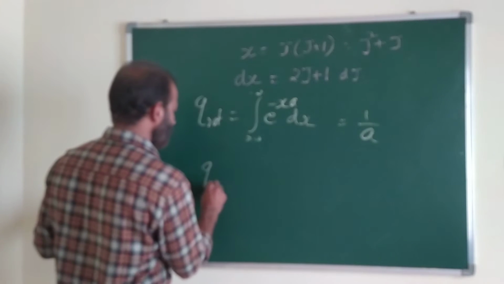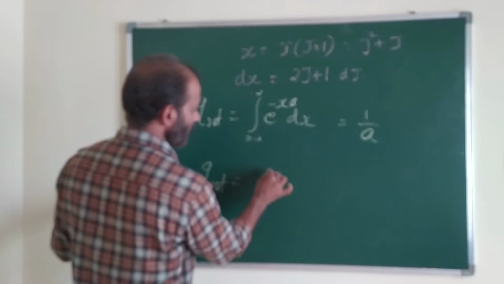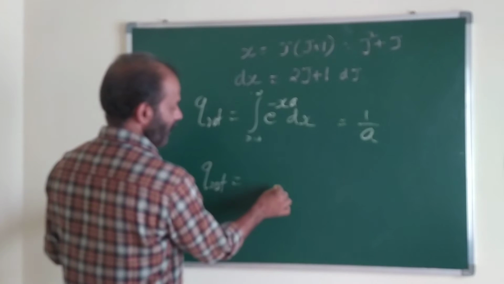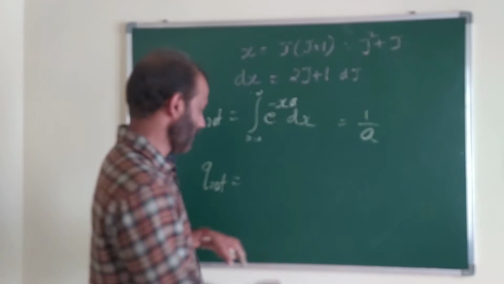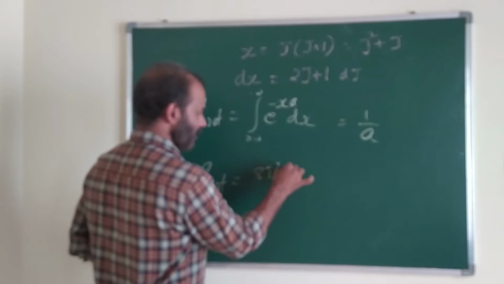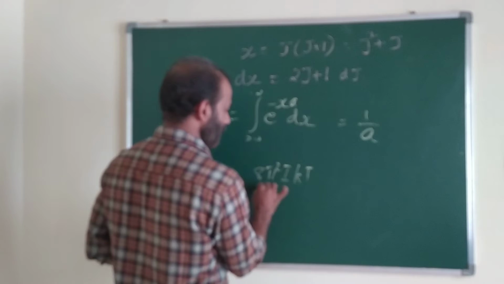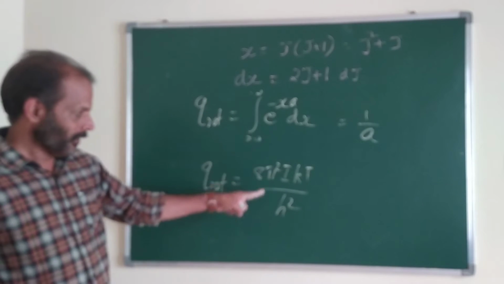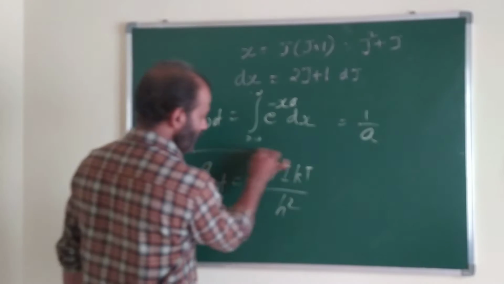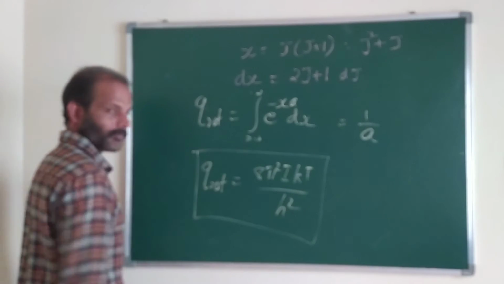So q rotation is equal to 1 by A. We know what A is, that is h square by 8 pi square I k T. So 1 by A is 8 pi square I k T by h square. That is our equation for the rotational partition function.